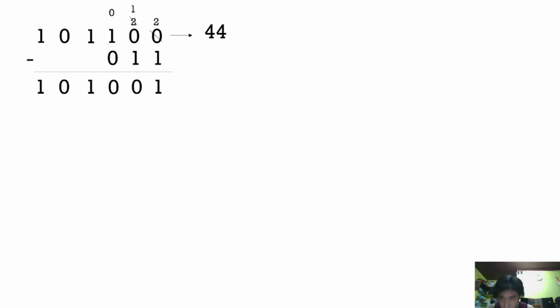The first given is 44. The second one is 3. So when we subtract it, the answer will be 41. This is the conversion of the bits: 1 plus 8 plus 32.